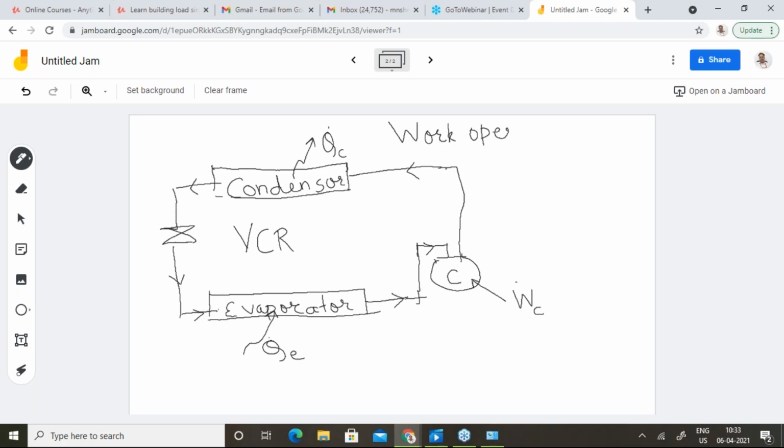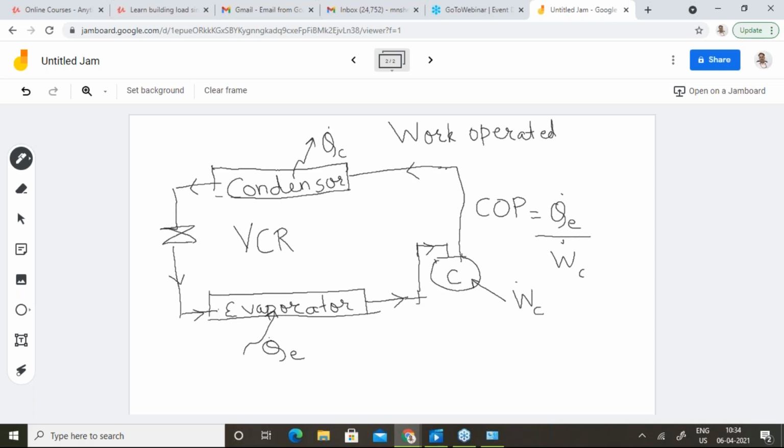And we all know that the performance of such a work-operated system is captured by the expression of coefficient of performance, COP, which is nothing but the refrigerating effect, which in my case is QE dot, upon the work input, W dot. Okay, so this is the vapor compression refrigeration technology.